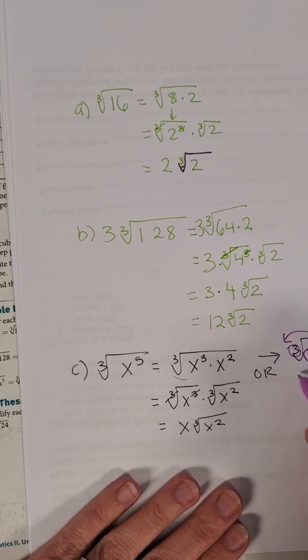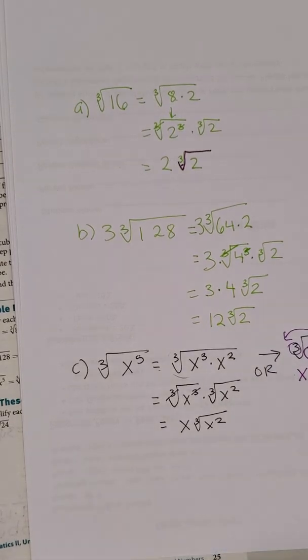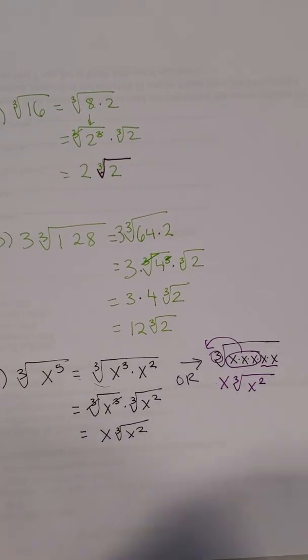It comes out as an x. And under the radical, I have x to the second left. Whichever method you prefer, you may use. Oh, I cut that off. I'm going to go through it one more time.